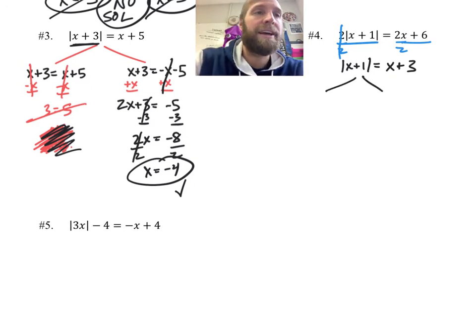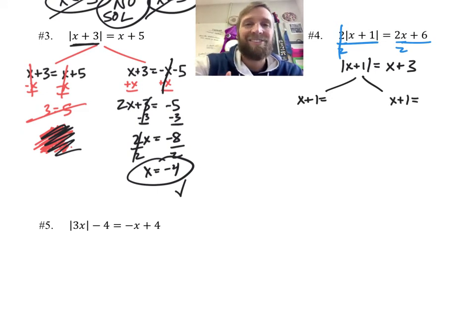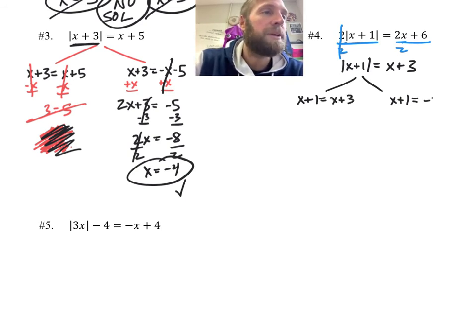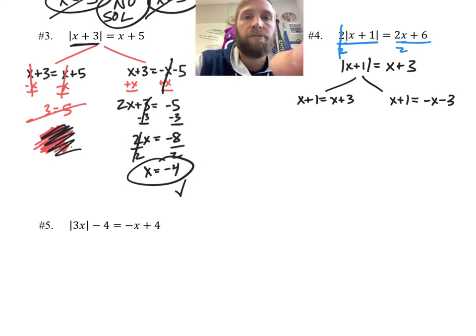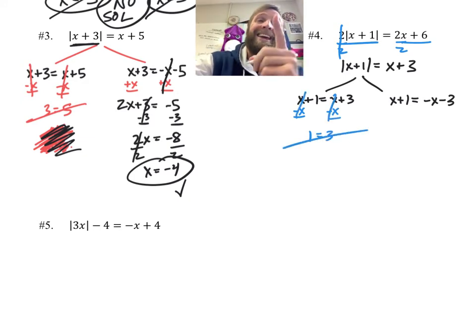I can go ahead and break that off into my two equations. The x plus 1 never changes. It's only the answer side that changes. So one of them is going to be an x plus 3. The other is going to be a negative x and a negative 3. I see something that might be happening here when I subtract x's on both sides. They are gone. Does 1 equal 3? Nope. I can't write no solution though because there might be a solution on the other side. Let's go ahead and check.